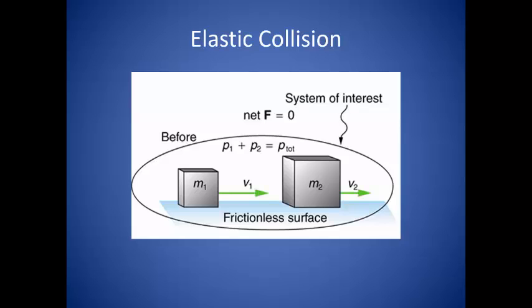Look at two blocks here. They are moving along a frictionless surface, so there is no net force acting on either one of them. The first block has some kinetic energy associated with it, and we can call it KE1. The second block also has some kinetic energy associated with it, and we can call that KE2. If we define our system as the two blocks, then the total kinetic energy of the system is the kinetic energy of 1 plus the kinetic energy of 2.